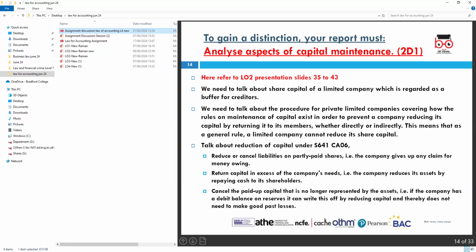So this is all if you want to do the distinction area for it. So it's to analyze aspects of capital maintenance. If you don't want to do the distinction one, you will stick to doing the pass ones, okay?